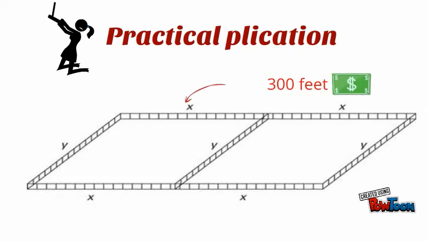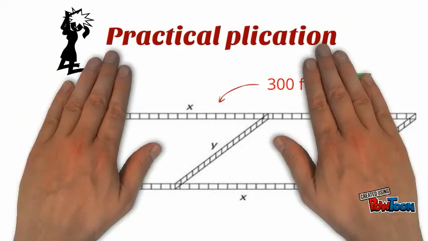Let's move on to a practical application. The question is: a rancher can afford 300 feet of fencing to build a corral that is divided into 2 equal rectangles. What dimensions will maximize the corral area?